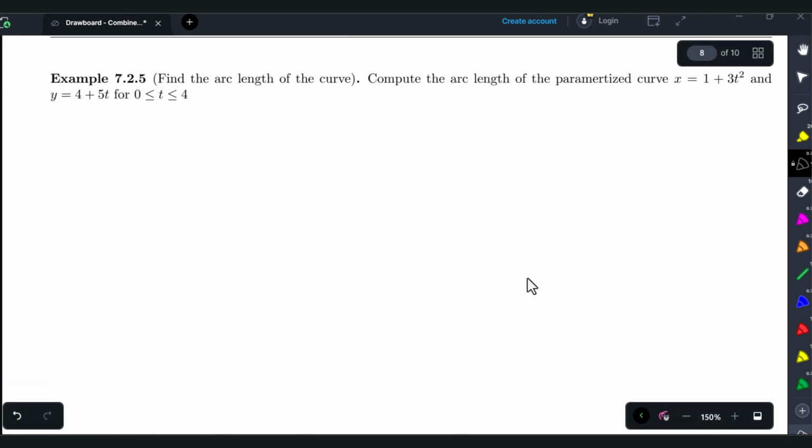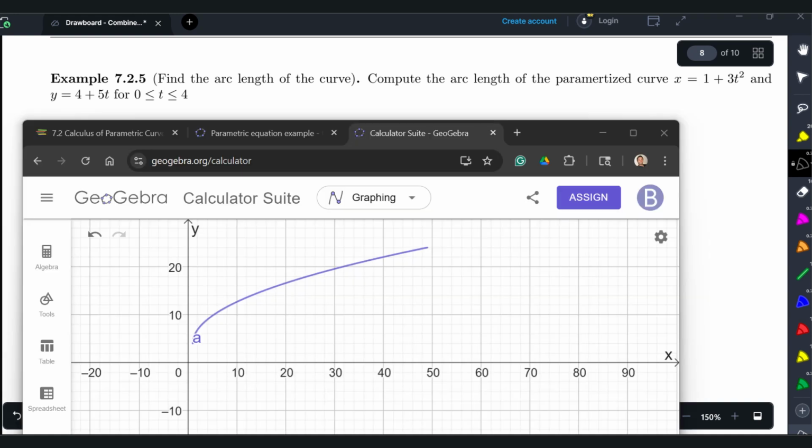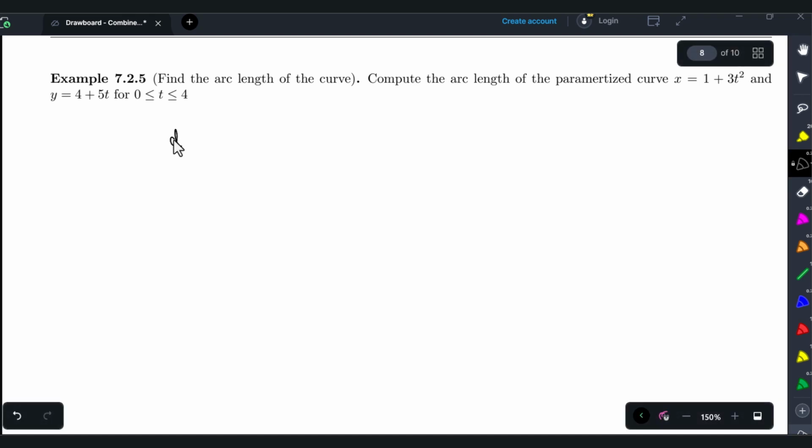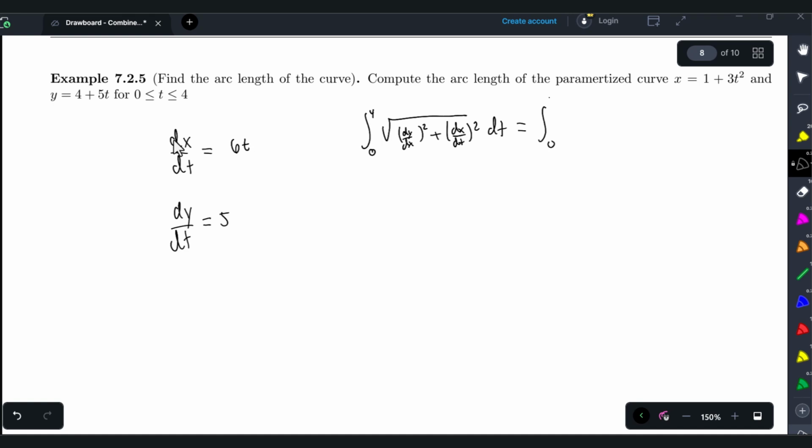Let's take a look at an example. In this example, we want to measure the length of this particular path starting from time 0 to time 4. The arc length formula says that we have to take the derivatives of each of our directions. Then we substitute into the arc length integral formula.